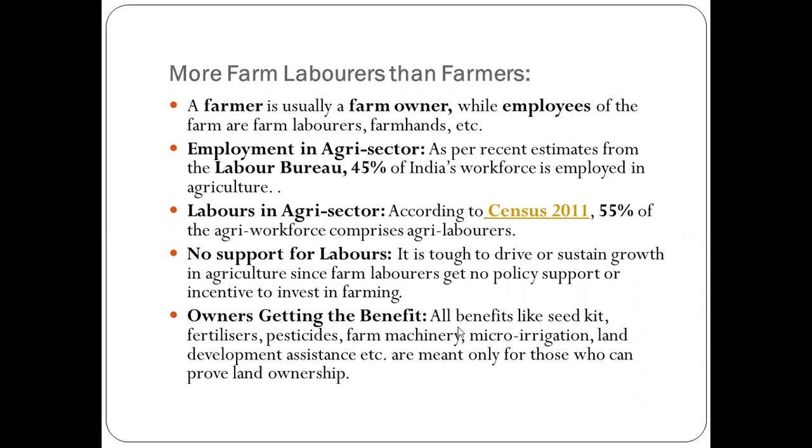Next one, owners getting the benefit. All the benefits like seed kits, fertilizers, pesticides, farm machinery, micro irrigation, and land development assistance are meant only for those who have land ownership, those who have proper papers of the agricultural land. These people get seed kits, the chemicals like fertilizers and pesticides we use in farming, and farm machinery, which makes the farmers' work easier with the help of new technology. But laborers cannot get any benefit because they don't have their own land. The owner just hires the laborer to complete the task in the fields.